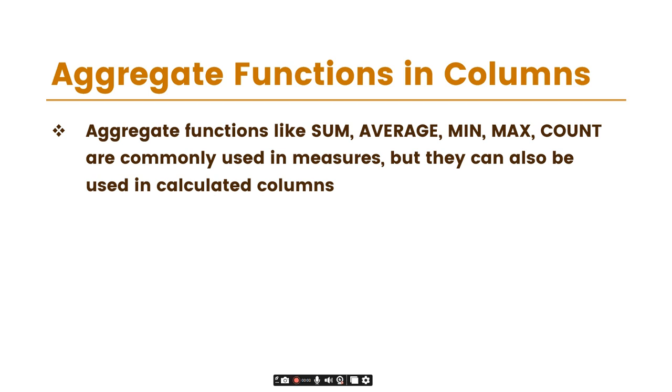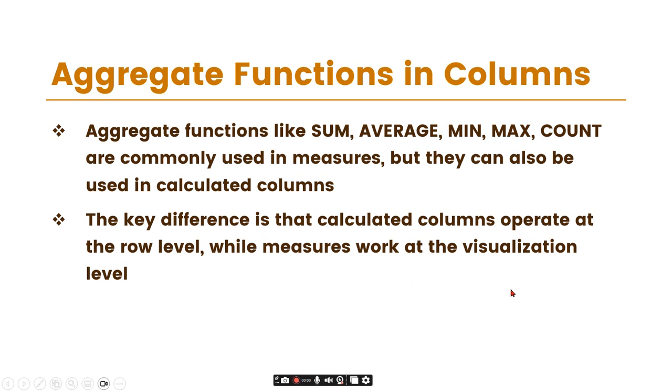Aggregate functions like sum, average, minimum, max, count are commonly used in measures, and we have seen this in our previous video as well. But these functions can also be used in calculated columns. The key difference is that calculated columns operate at the row level. When we use these functions, the results will be at row level, while measures work at the visualization level, which we already saw in our previous video.